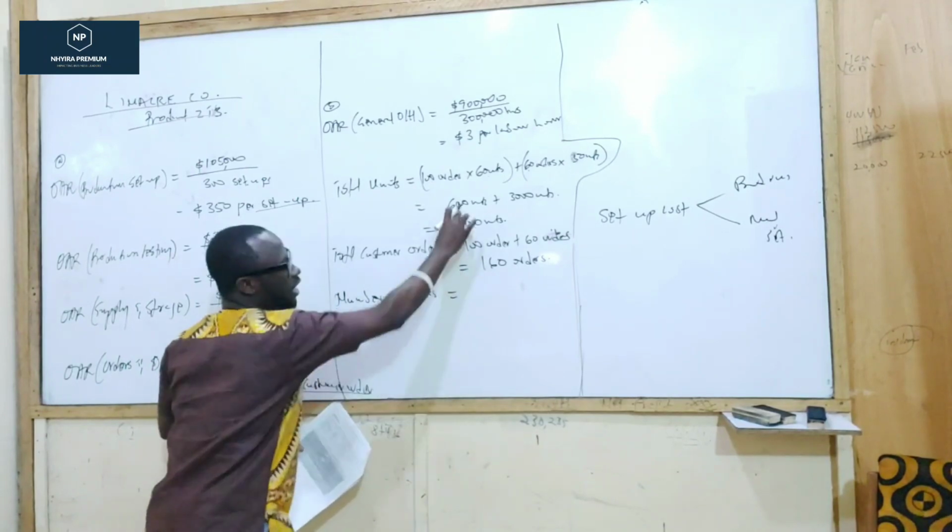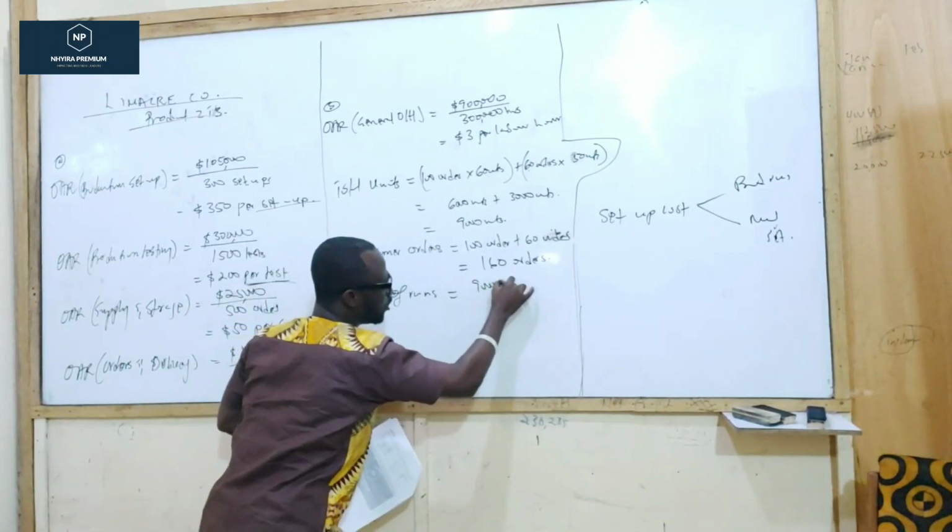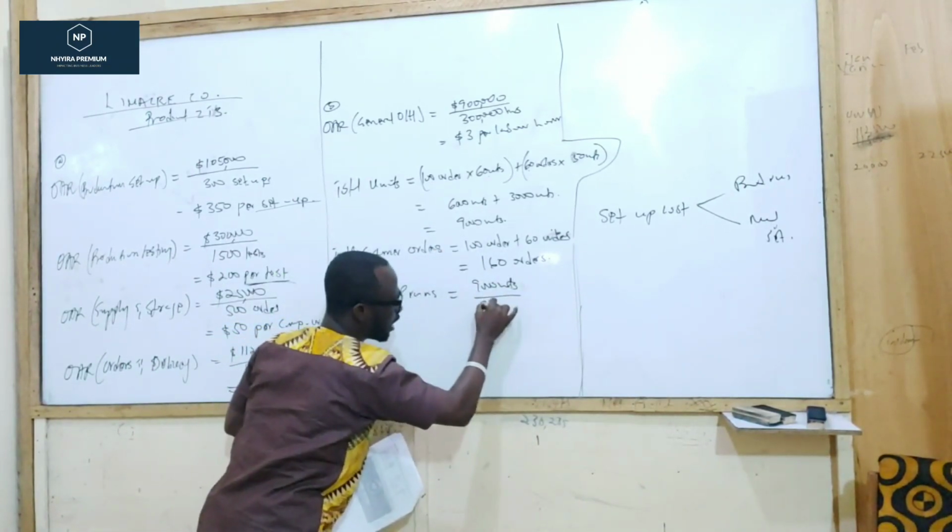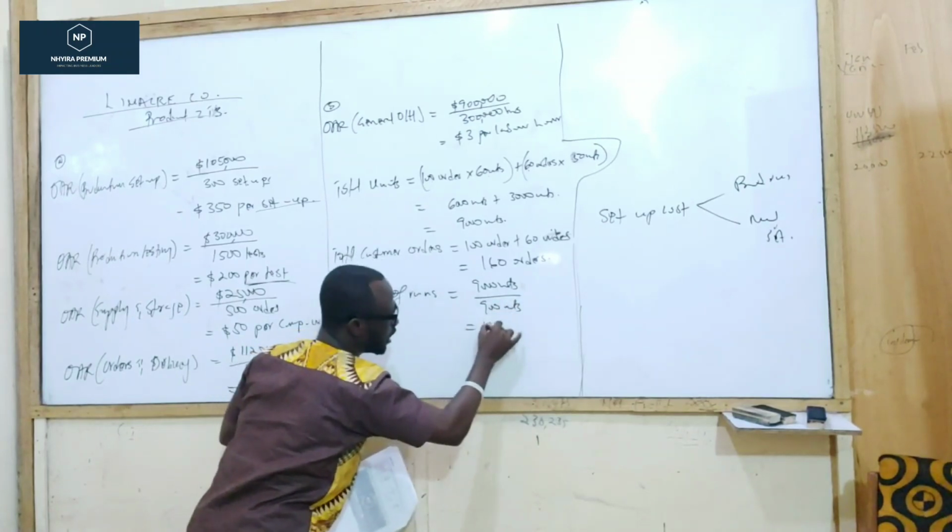Will be 9,000 units over 900 units. And that gives me 10 runs.